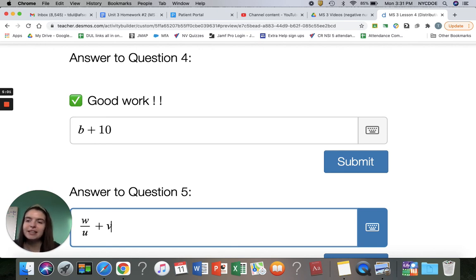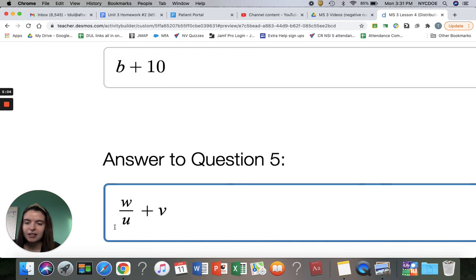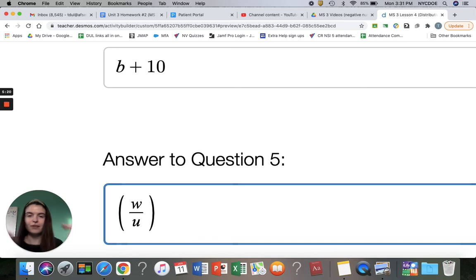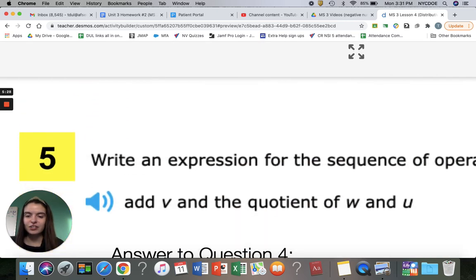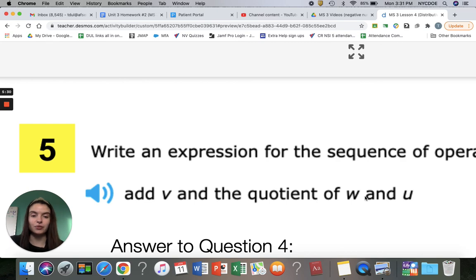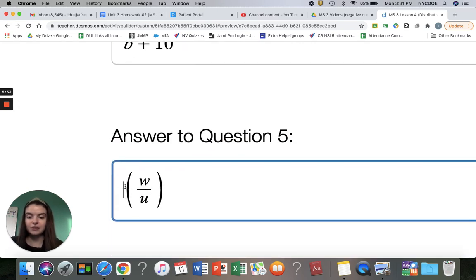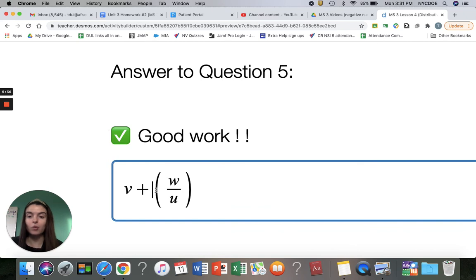This is important because if I left it like this and added the V here in the denominator, that would be a different expression. It would mean something else. It's asking us for the quotient of W and U, so that is this fraction right here, W divided by U. That's the quotient of W and U. And it's asking us to add V and the quotient. So we can do V plus this, or we could say the quotient and then add V at the end. Either one works.